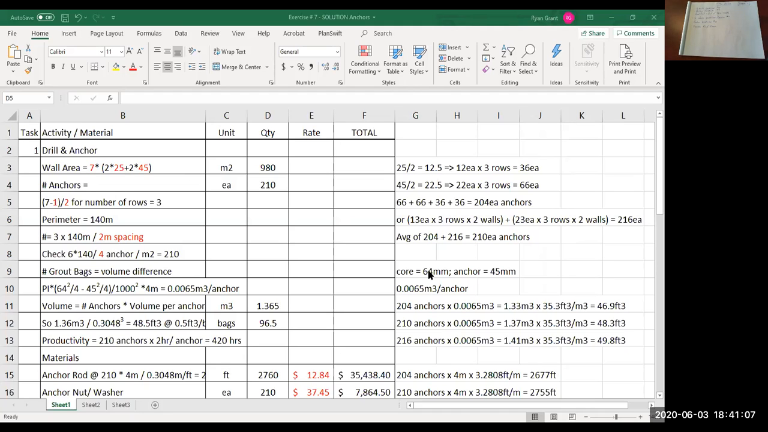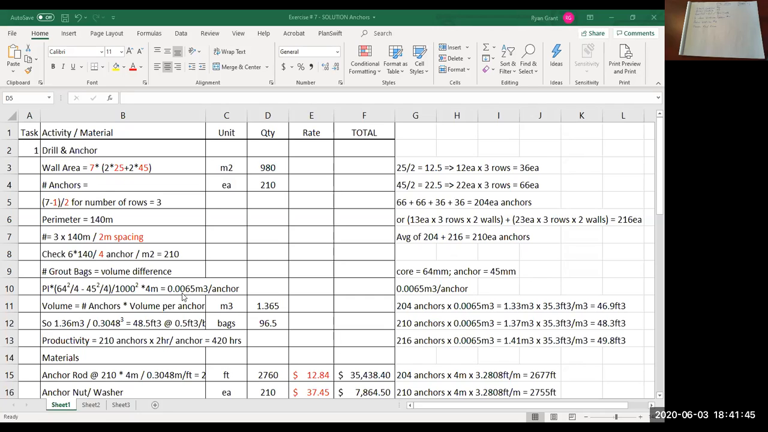Yes, so 64 diameter core, 45 diameter anchor. So you were to calculate the volume that would fill the space between the anchor and the core. So the same process that we've done in the past. So what I've shown here is the diameter. So I calculate the area of the core first, then I subtract the area of the anchor. That's this calculation here. Then multiply by the anchor length in meters. Gives you so many cubic meters per anchor.